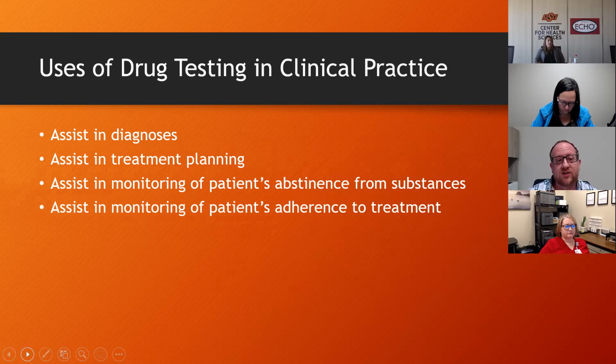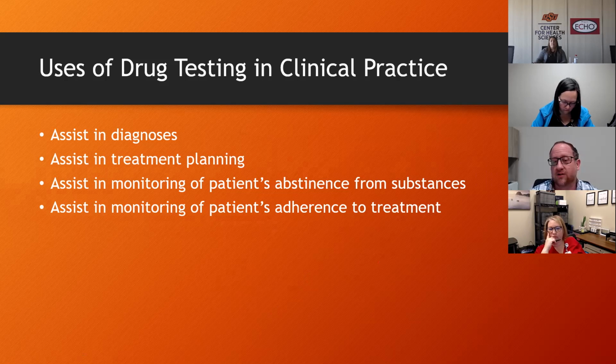But when we are using drug testing, we also need to have, as clinicians, a non-punitive process in mind. The reason we utilize drug testing is not to punish patients, but to help guide and direct us in our clinical decision-making and their treatment planning. We can utilize drug tests to help assist in diagnosing individuals, assist in creating an initial treatment plan, and then modifying that treatment plan when necessary, when people are not doing well.